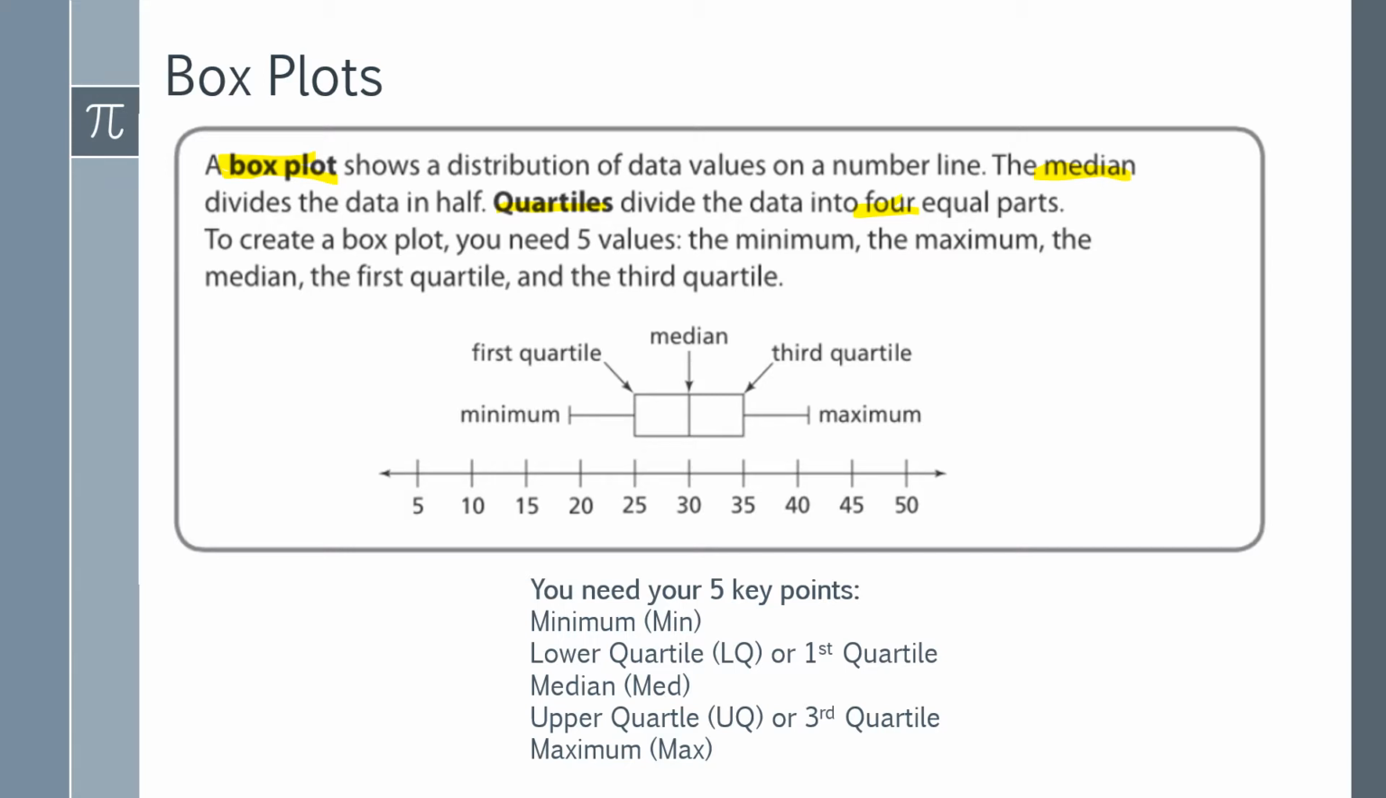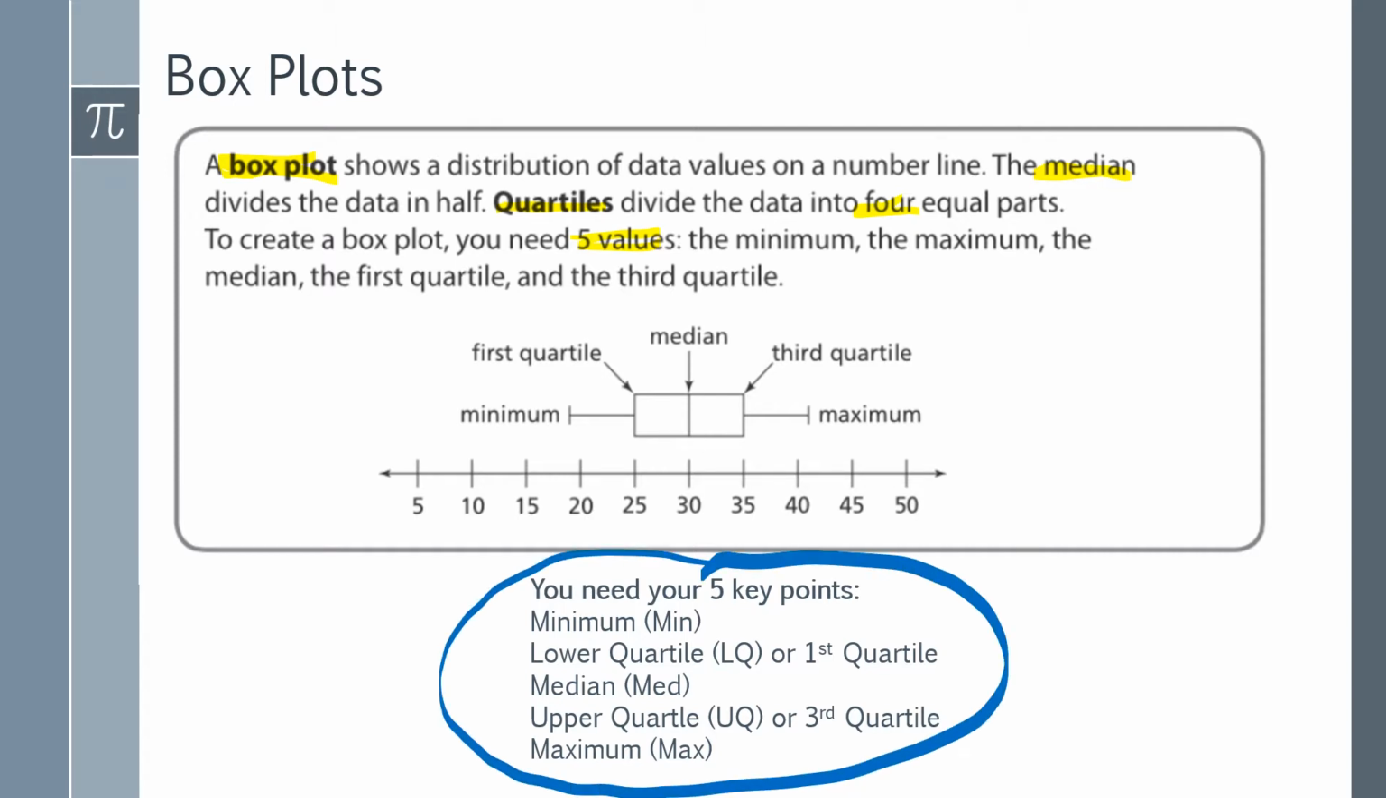So think of quartiles, quarters, 4 quarters in a dollar. There's 4 equal parts for the quartiles. So to create a box plot, you need the 5 values, and it's the minimum, the maximum, the median, the first quartile, and the third quartile. So down here, I am labeling them as key points, or that's how you probably will hear me refer to them.